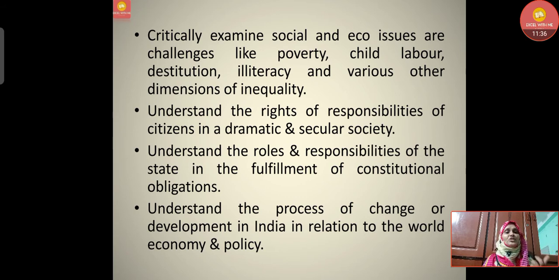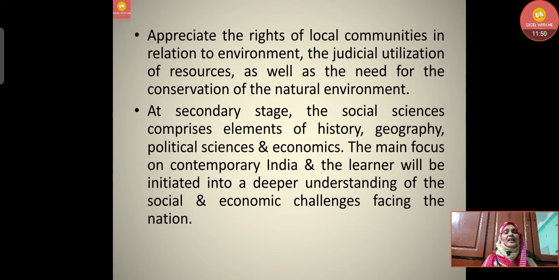Understand the process of change or development in India in relation to the world economy and policy. They will distinguish between different countries. What are the policies of the other countries and our country? They will be able to understand. Then appreciate the rights of the local communities in relation to environment, the judicious utilization of resources, as well as the need for the conservation of the natural environment.